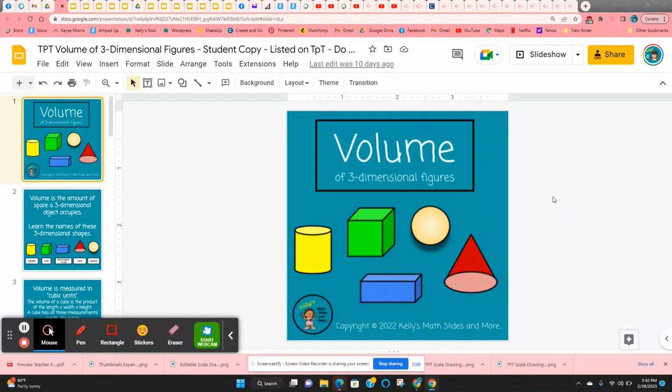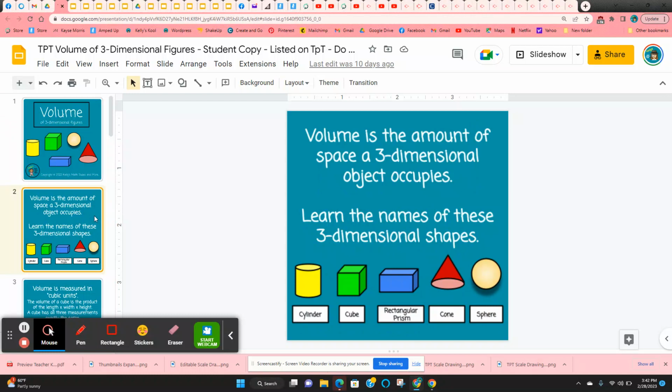Volume of three-dimensional figures. This is a digital lesson. So it starts out explaining to the students the definition of volume, and it introduces 5 three-dimensional shapes: cylinder, cube, rectangular prism, cone, and sphere.